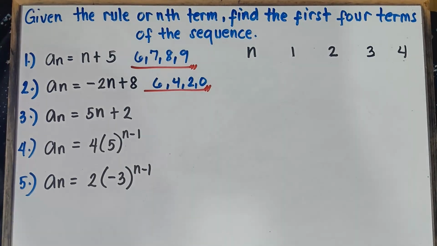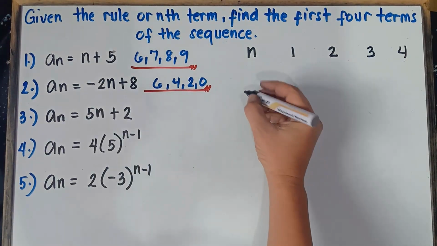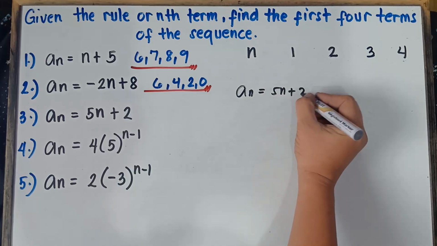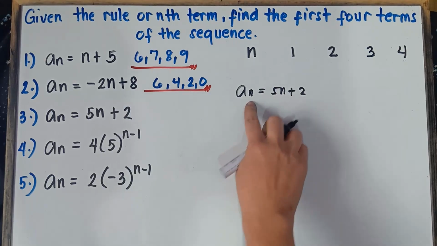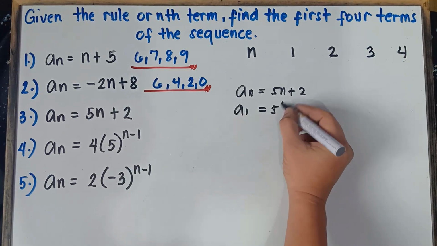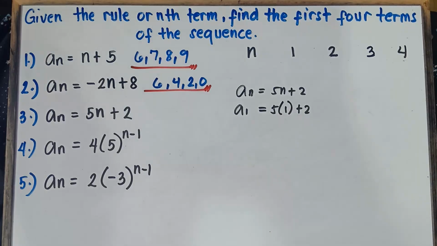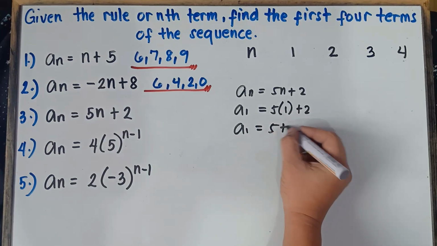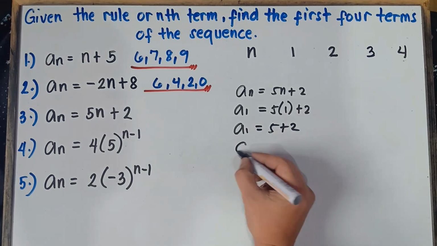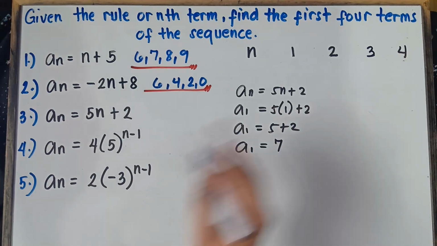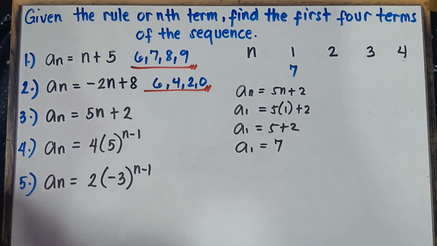Alright, so example number 3, our given, we have a sub n equals 5n plus 2. So substitute the value of n, that would be 1. So a sub 1, our first term, that would be 5 times 1 plus 2. So our first term is equal to 5 times 1 is 5 plus 2. What's the answer, class? That's correct, that would be 7. So a sub 1, that would be 7. Alright, so this is 7 for our first term.